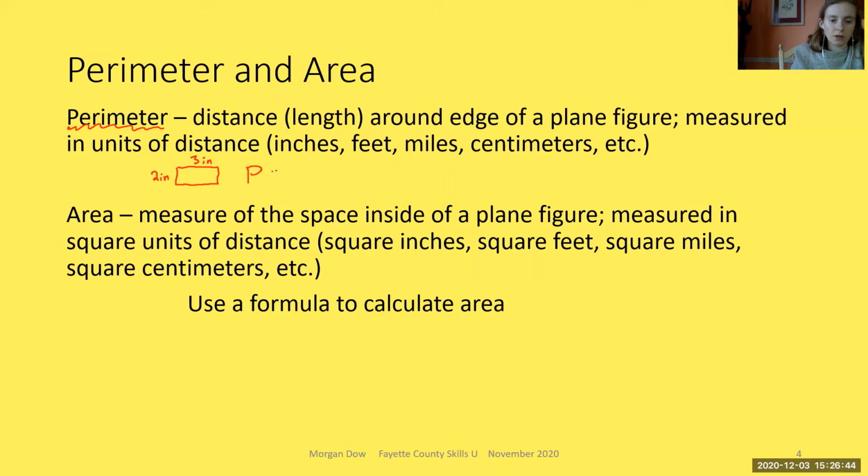So the perimeter of this rectangle would be all of the sides added together. When I look at this shape, I see that only 2 of the sides are labeled, so I can go ahead and assume that this opposite side here is also 3 inches, and this opposite side here is 2 inches. So the perimeter would be adding up all of the sides. So 3 inches plus 3 inches plus 2 inches plus 2 inches will give us 6 plus 4, which is 10 inches. So the perimeter of this rectangle going all the way around the outside is 10 inches.